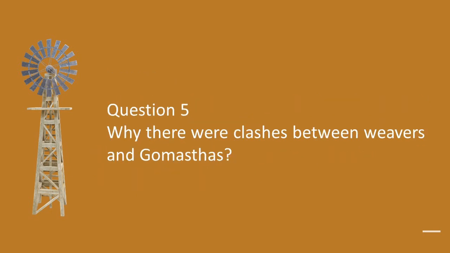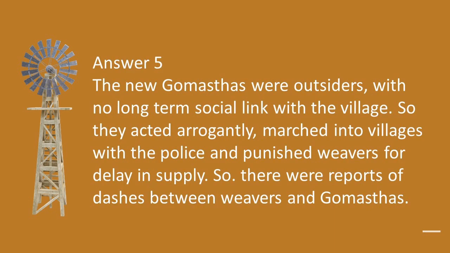Question number 5 is why there were clashes between weavers and gomashtas? Answer to question number 5: the new gomashtas were outsiders with no long-term social link with the village. So they acted arrogantly, marched into villages with the police and punished weavers for delay in supply. So there were reports of clashes between weavers and gomashtas.